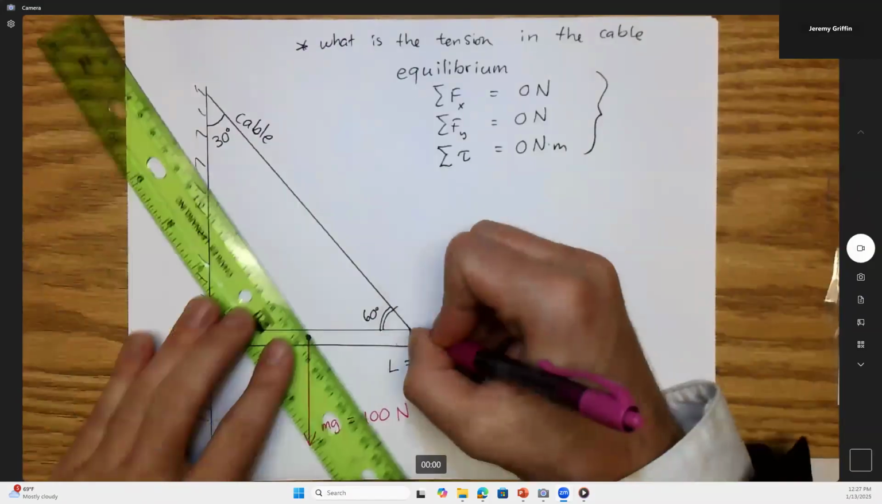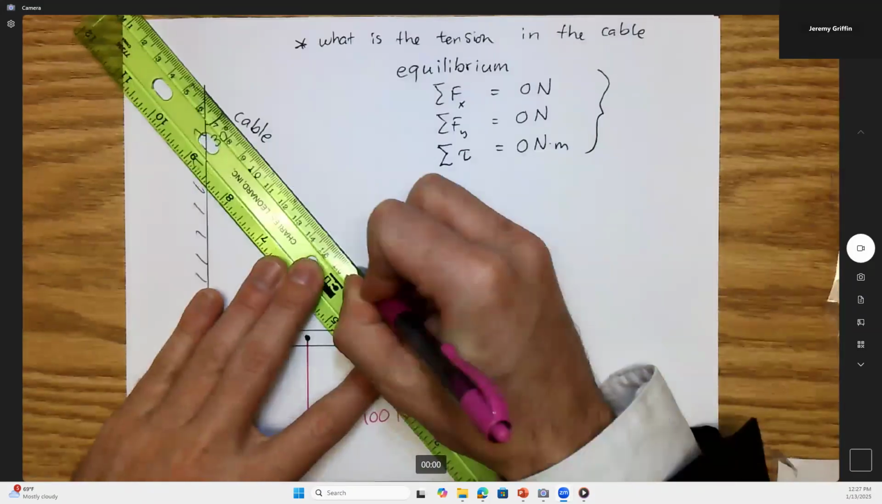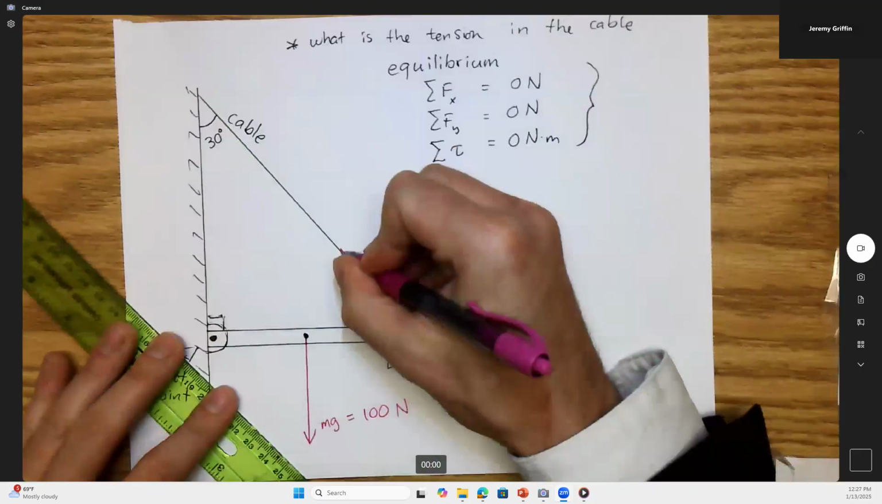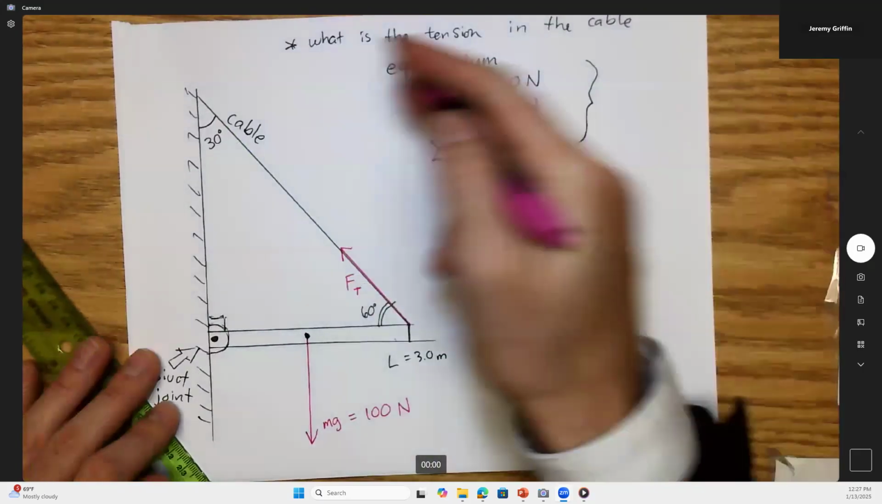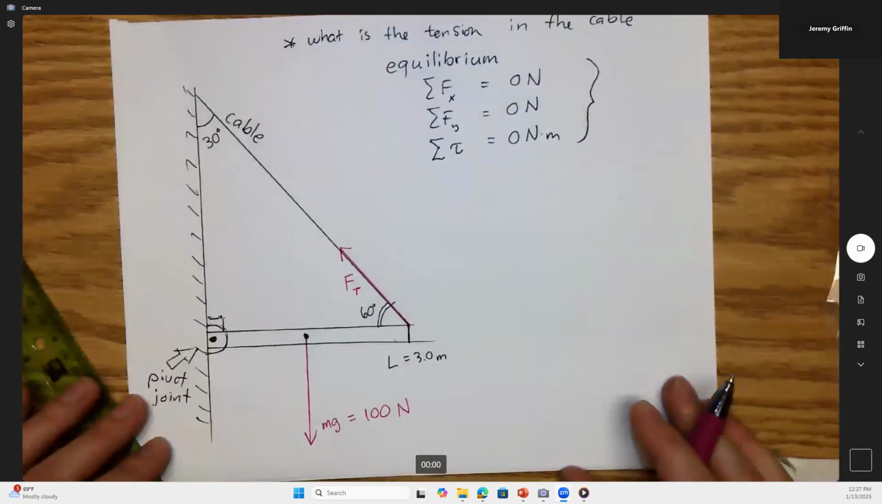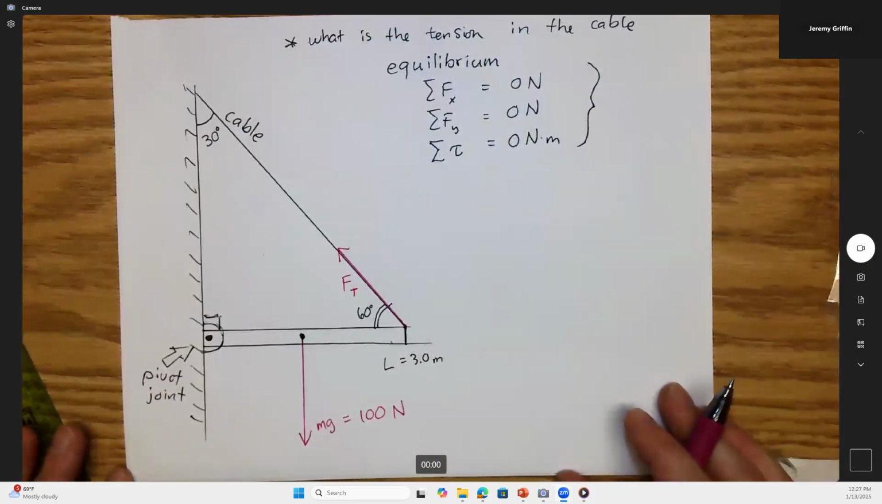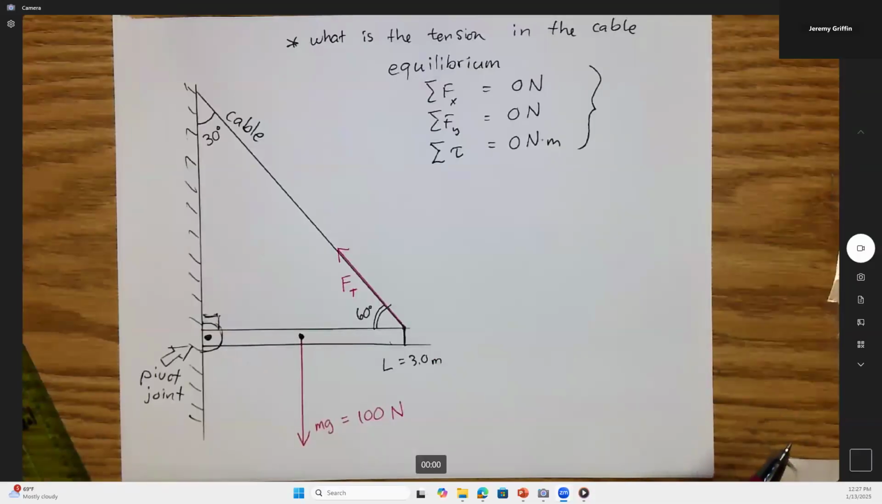So there's definitely some tension in this cable here. I'll call this F sub T for a tension force. That's what we're solving. What's the tension force? Guys, are there any other forces acting on that beam? Is that the whole story? Or is there something else going on?